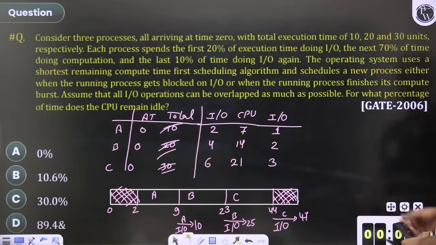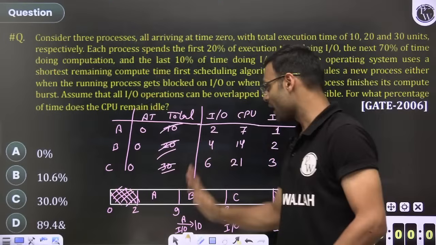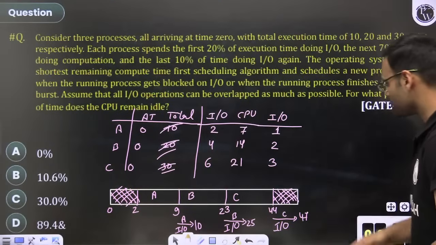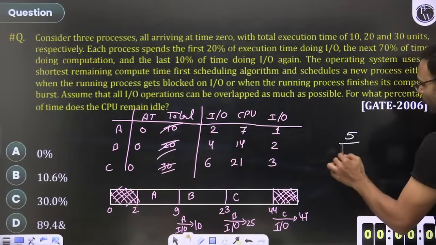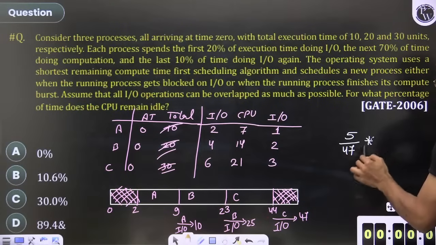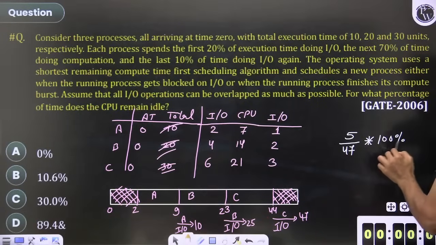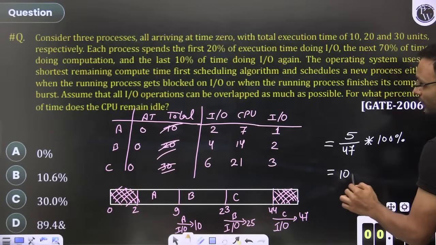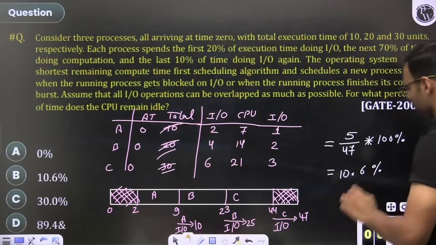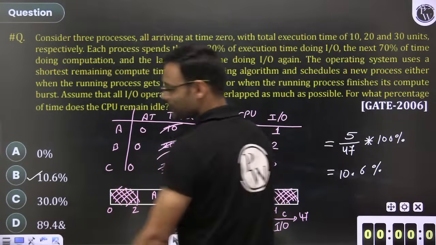Among 47 units of time, what percentage of time is the CPU idle? It's the starting 2 and the last 3. Total 5 units of time out of 47 is CPU idle, times 100%. Answer is approximately 10.6%. Option B is correct.